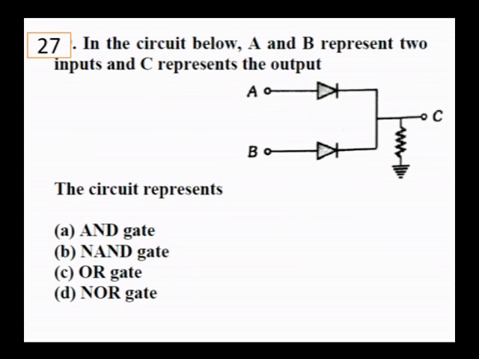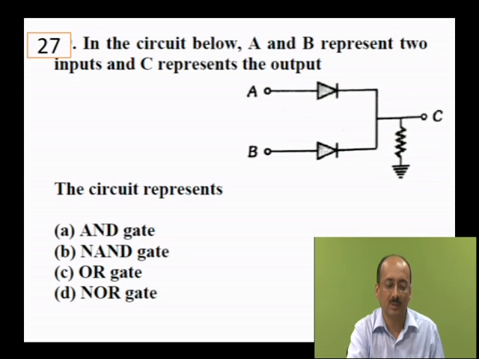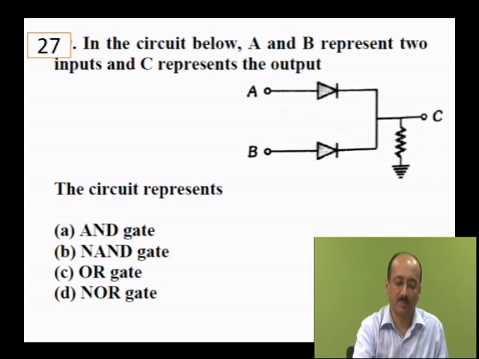In the circuit below, A and B represent two inputs and C represents the output. The circuit represents which of the following gates, like AND, NAND or NOR. Now these are basically two parallel lines. Whenever you give inputs like 0, 1, etc., then both will conduct or anyone can conduct. Since it is either this or this kind of line, you can assume that this will represent an OR gate.